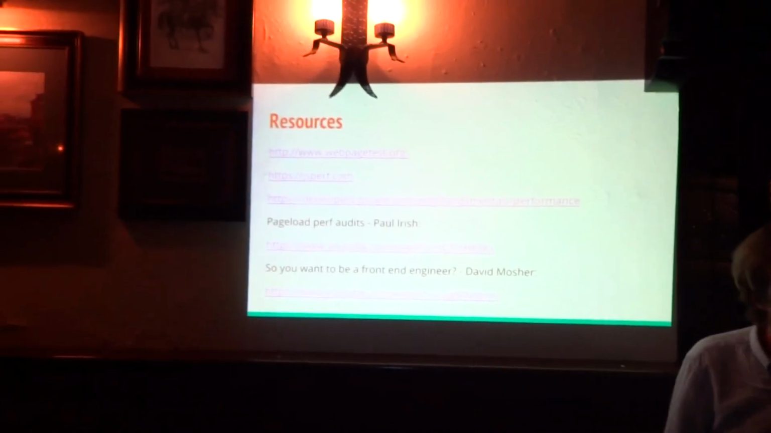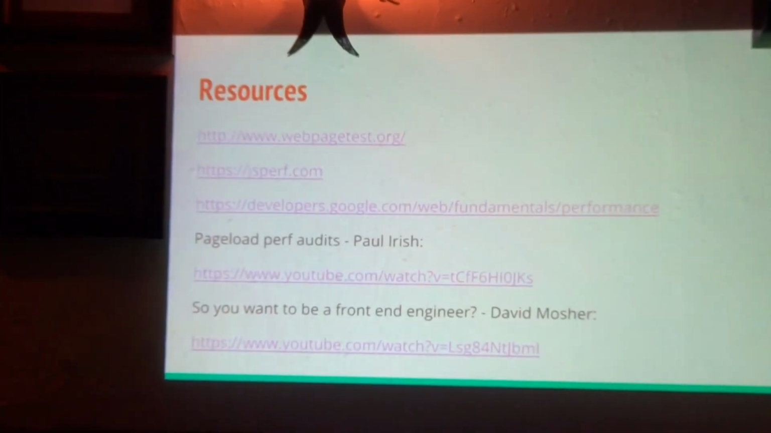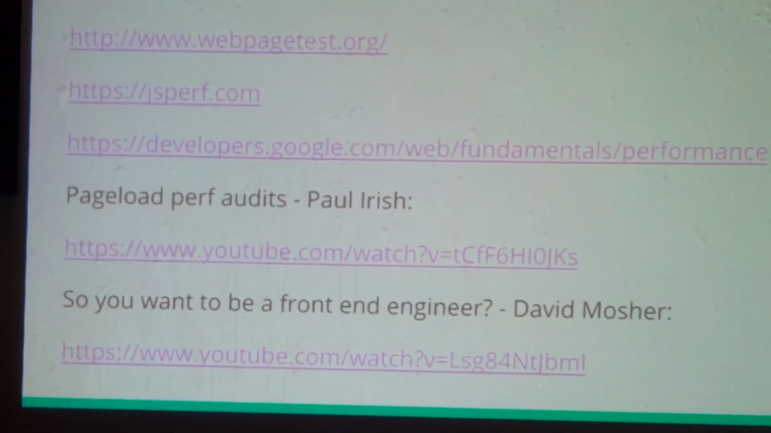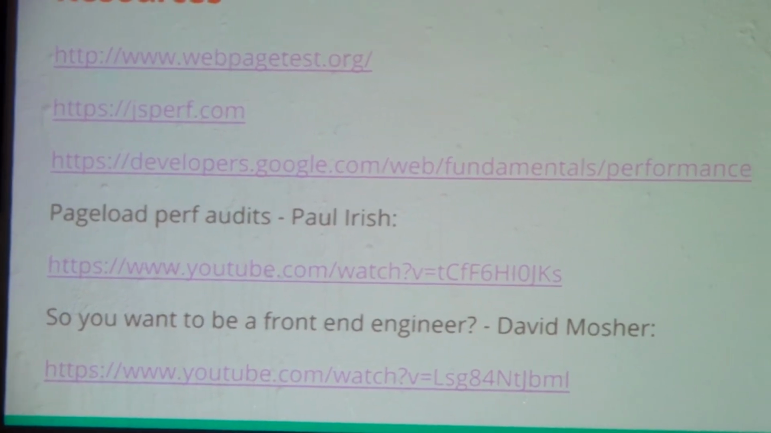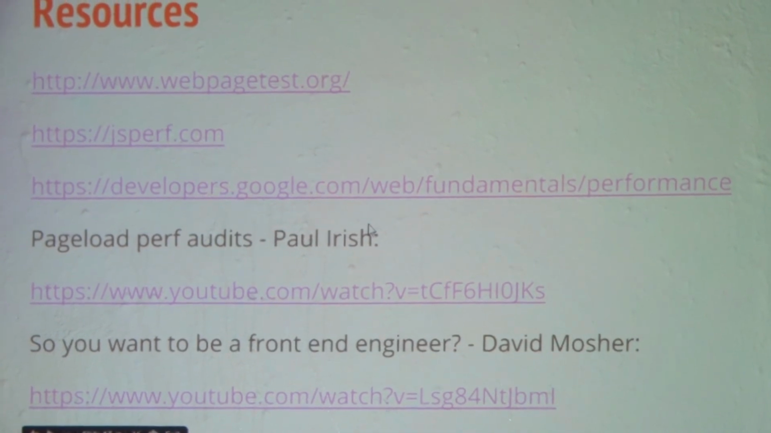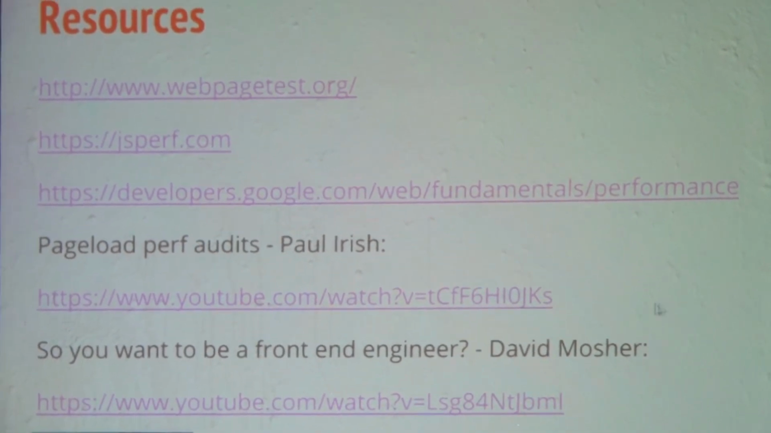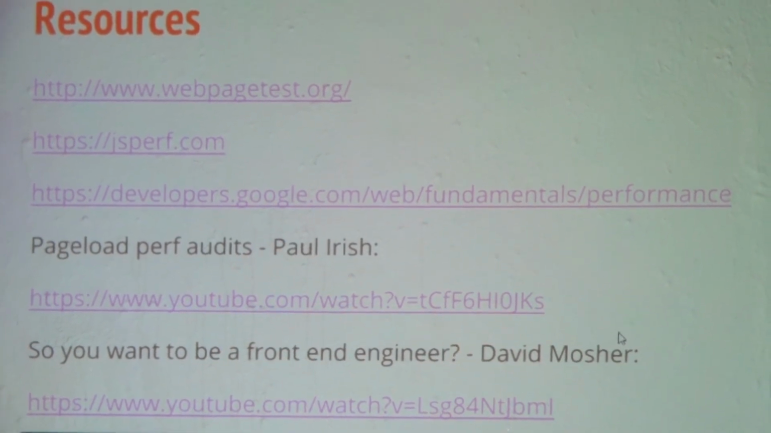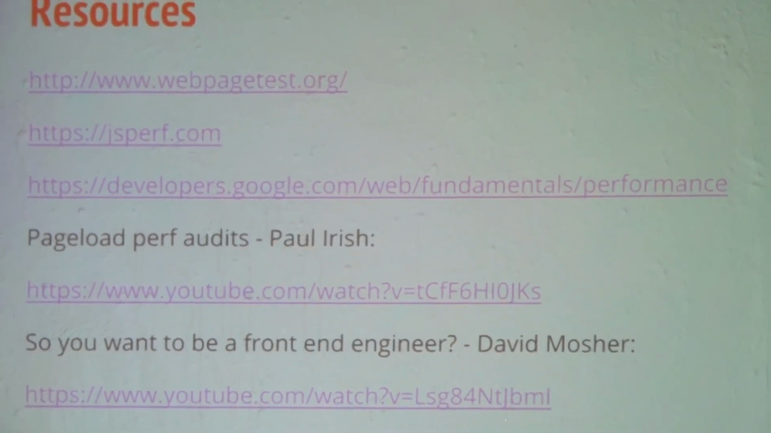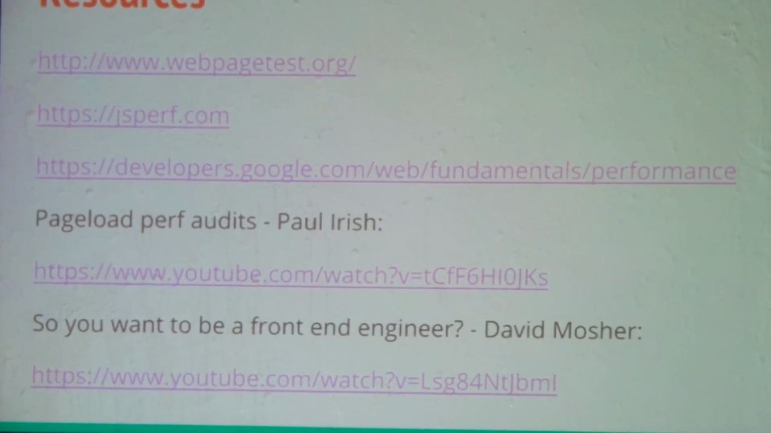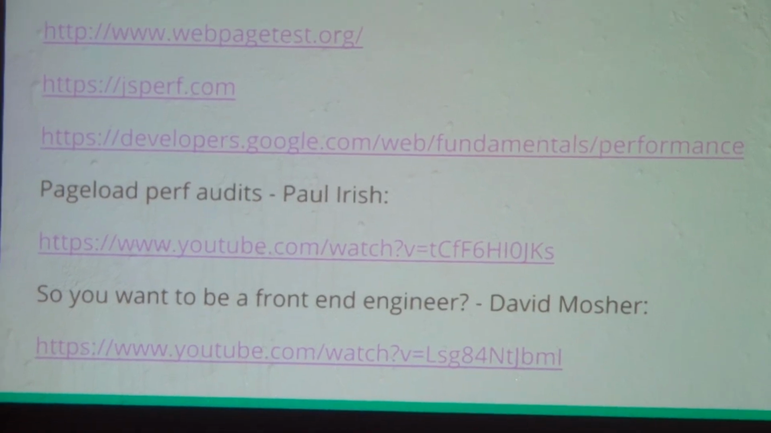So yeah, there's a bunch of links there. I'll send out a link to these slides anyway. Yeah, Google's dev tools are really good. Paul Irish is a really cool guy who does a lot of performance analysis, and this David Mosher guy is really cool for explaining like how a browser renders things. So that's about it for now, and yeah, you can talk to us after if you have any questions.